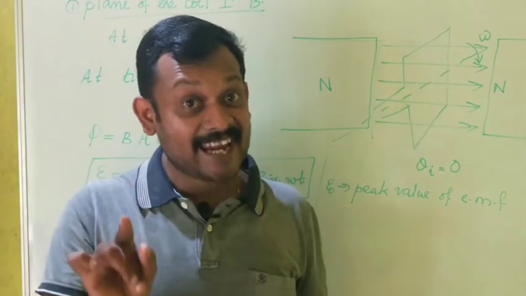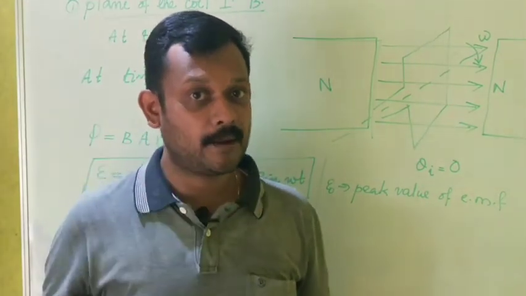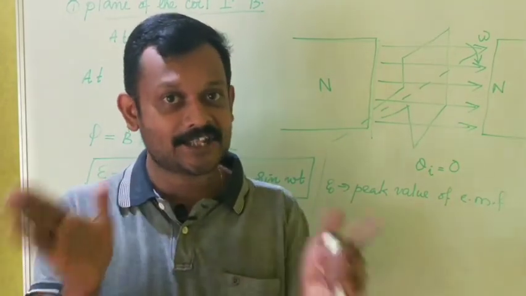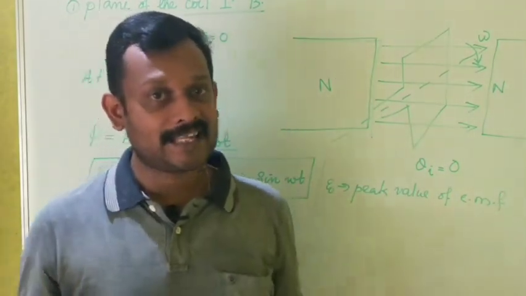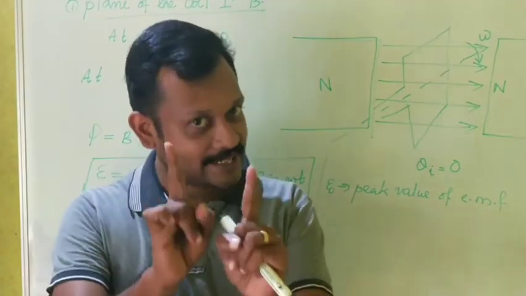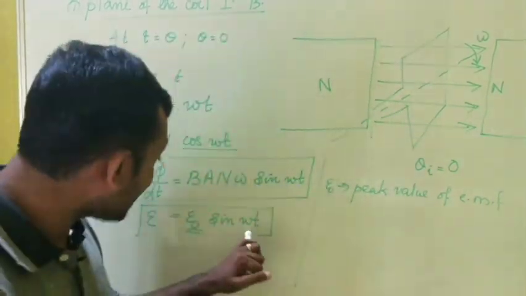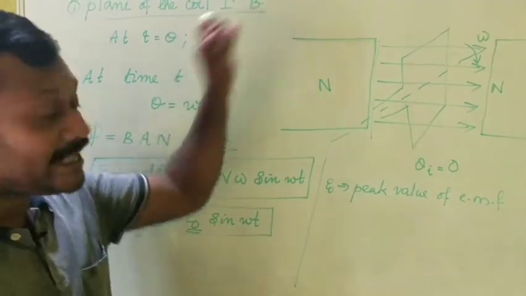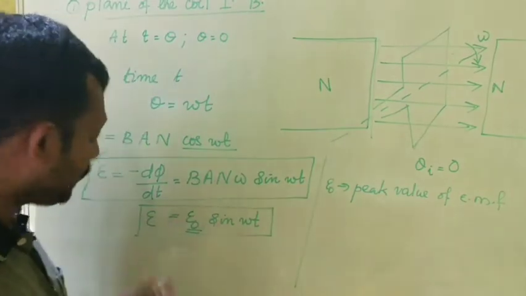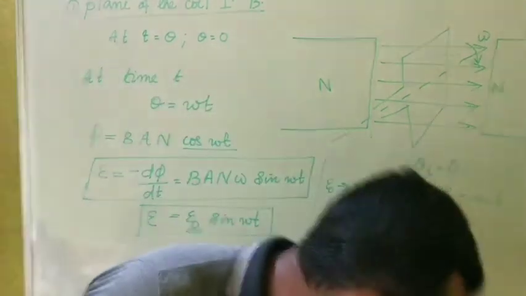What is the initial angle between the plane and the magnetic field? Angle between plane and the magnetic field is 90 degree. So for getting this expression, initially the plane is perpendicular to the magnetic field. Plane is perpendicular to the magnetic field. So please understand this. So what does that mean?